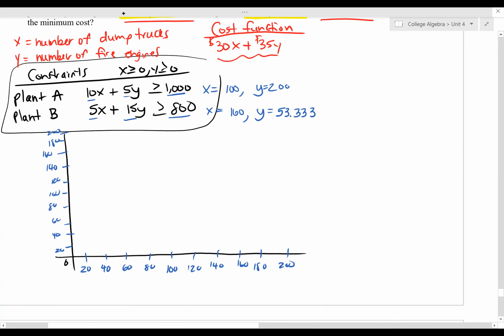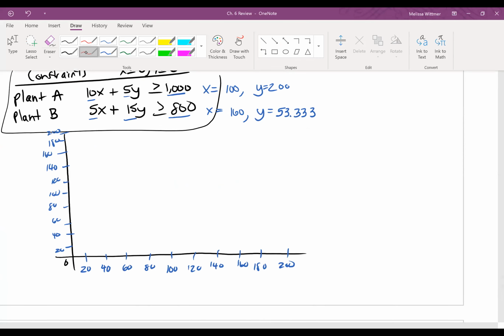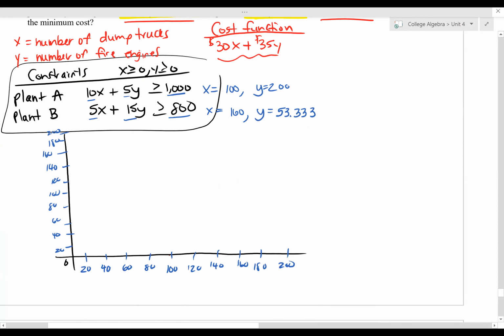Okay. And graphing that first line, it has an intercept. X is 100 and Y is 200. So we graph that first line, and then X is 160 and Y is 53.3.